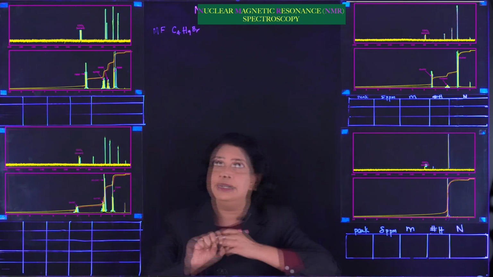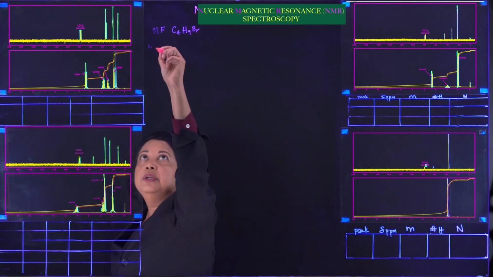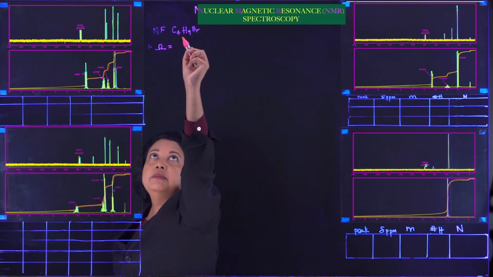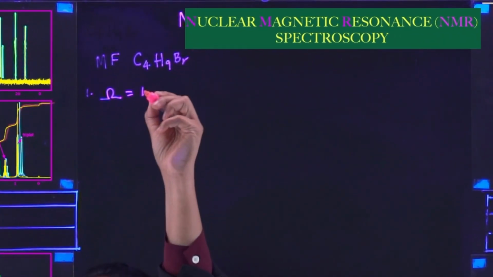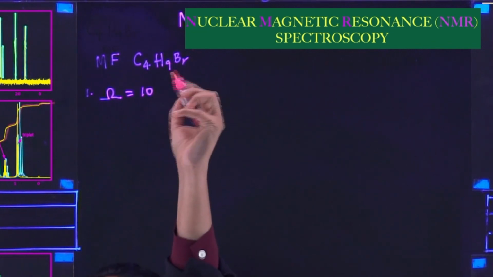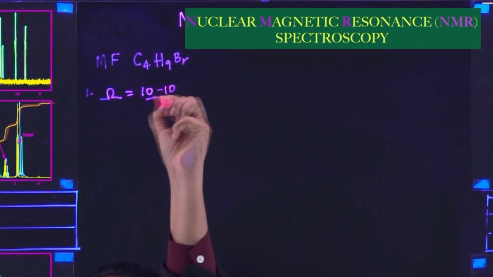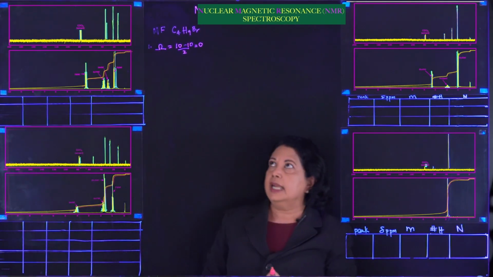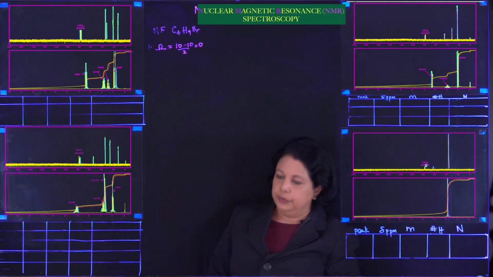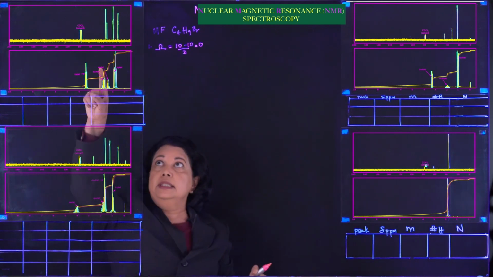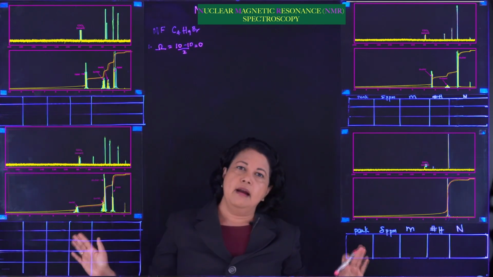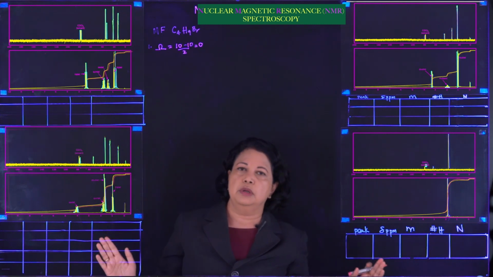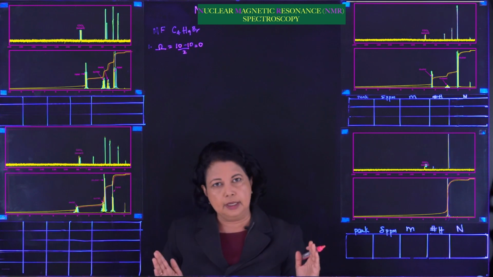Let's do it stepwise. First, calculate omega, and that is going to be (2 times 4 plus 2 minus 9 plus 1) over 2. That's 10 over 2... that is 0. No double bonds. Let's look at then the carbon-13 NMR and see how many lines there are. Each line corresponds to a carbon in a unique environment.